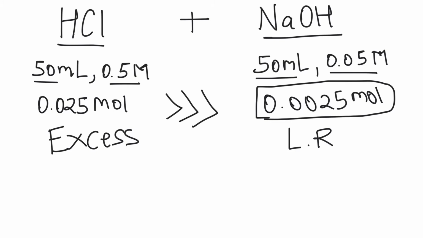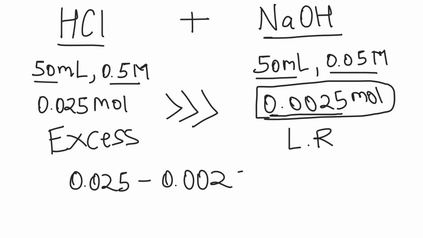Now, how much more hydrochloric acid do I have compared to sodium hydroxide? In which case, if you have 0.0025 moles of sodium hydroxide, then obviously you're going to get the same amount for hydrochloric acid, and so all you need to do is subtract. So 0.025 minus 0.0025. Okay, it is very important that you understand what these two numbers represent.